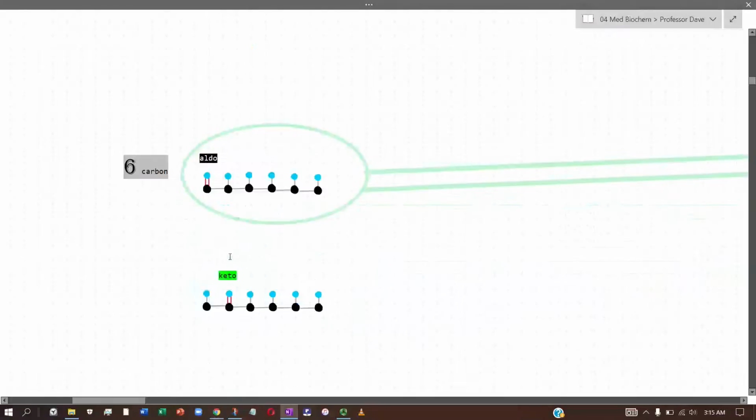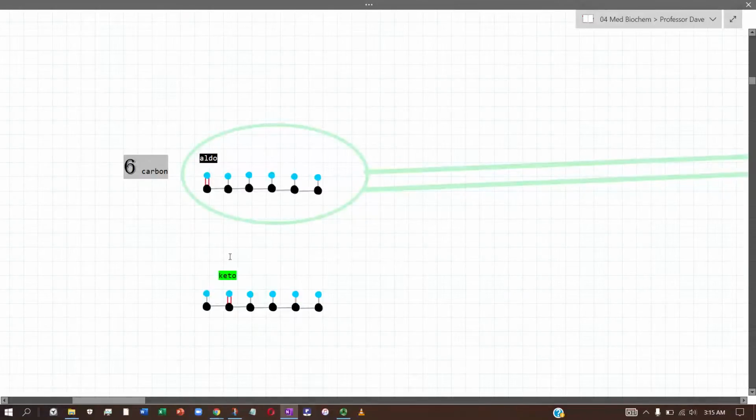So now take into consideration this sugar with 6 carbons.